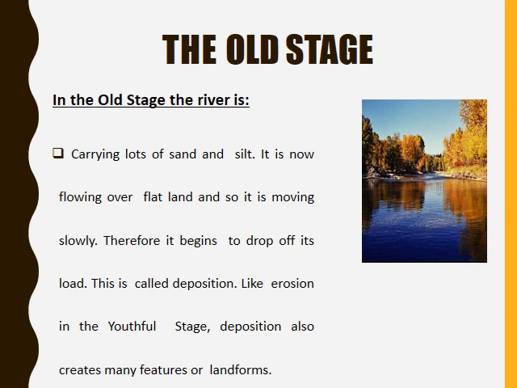The old stage. In the old stage, the river is carrying lots of sand and silt. It is now flowing over flat land and so it is moving slowly. Therefore, it begins to drop off its load and this is called deposition. Like erosion in the youthful stage, deposition also creates many features or landforms.